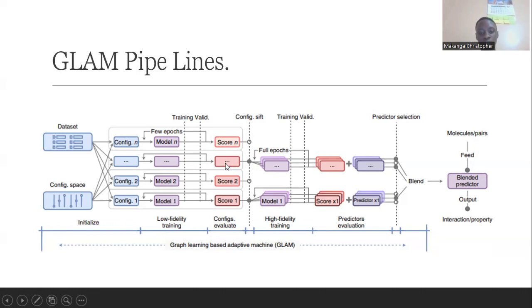And those that have performed well, the best configurations, are then taken for high fidelity training. When they are taken under high fidelity training, it uses full epochs and it produces predictors and their scores. Now the predictors are evaluated, and after they've been evaluated, the best performing predictors are blended together to output one blended predictor, as we can see in our diagram.